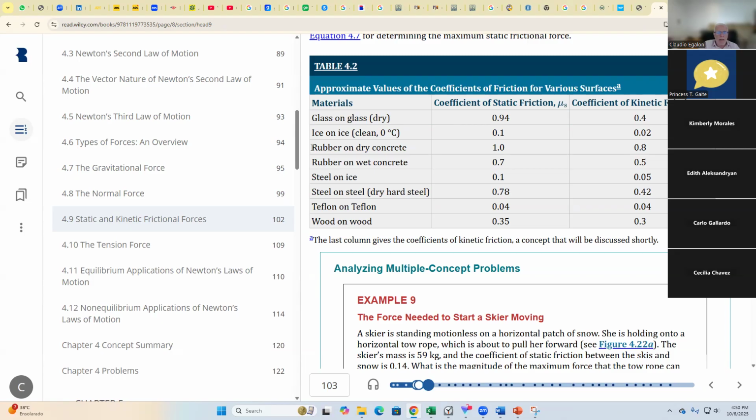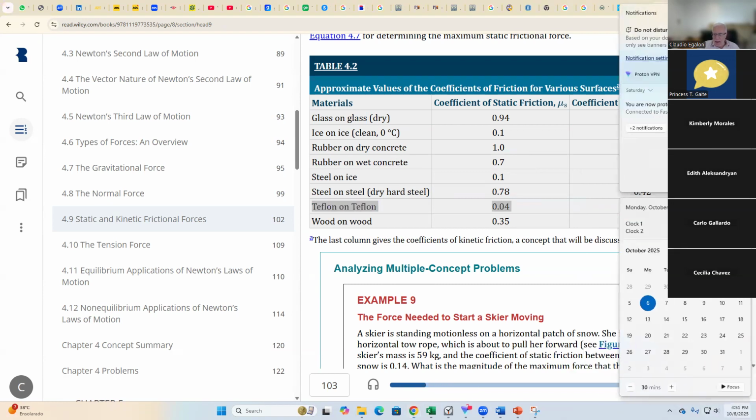We are talking about the tires of your car over a concrete surface. Rubber on wet concrete: look what happens to the coefficients of static and kinetic friction. They decrease. Steel on ice, very small. Steel on steel. And Teflon on Teflon. Can you remember that? Whenever you have two Teflon surfaces in contact, they have a very small coefficient of static and kinetic friction.